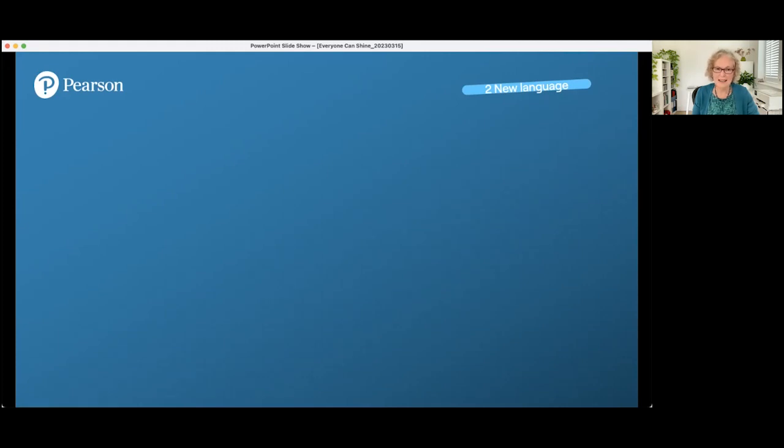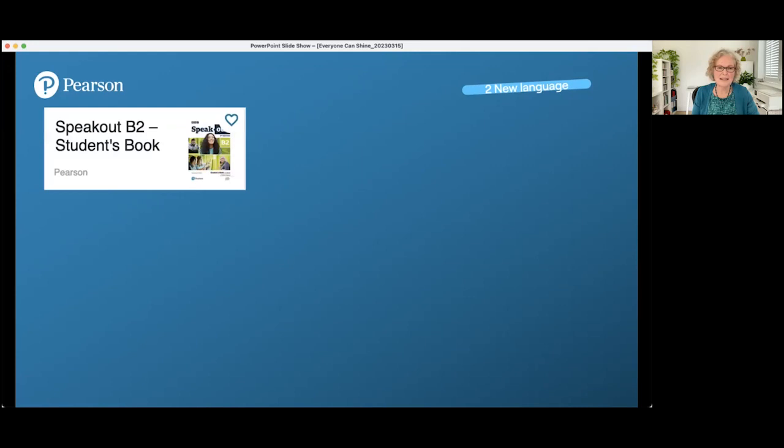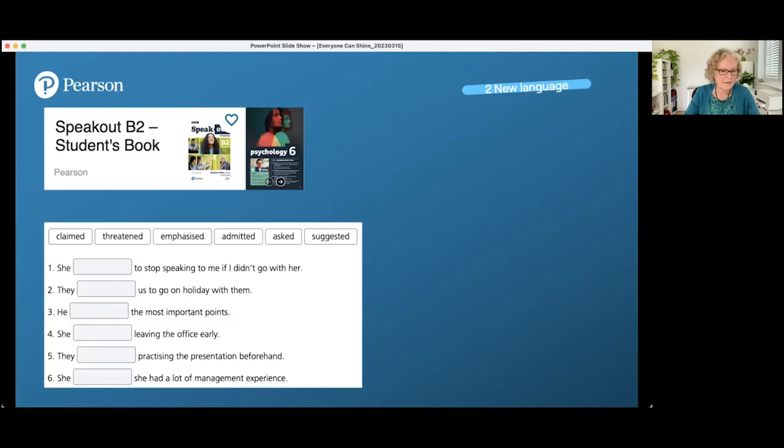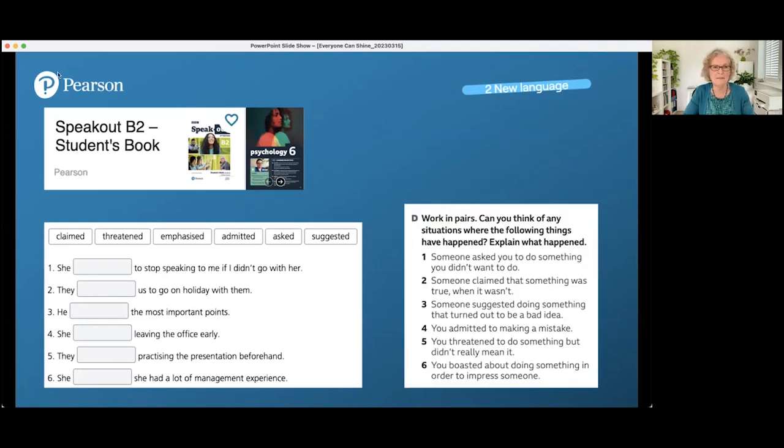Okay, let's have a look now at something from Speakout B2, just to give an example of what I mean. Here we have vocabulary, reporting verbs, and the structure that comes after them. So, for example, she threatened to stop speaking to me if I didn't go with her. They asked us to go on holiday with them. He emphasized the most important points. And here is the personalized version of it.